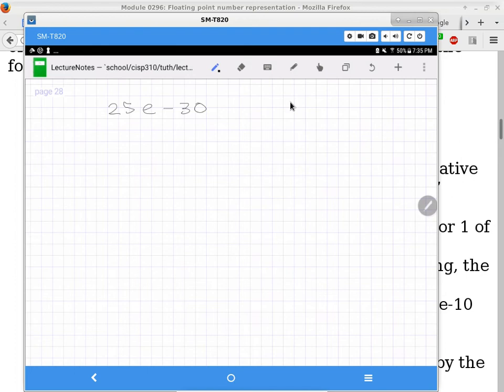Now, how do you change this to become a base 2 floating point number? How do you change this so that we end up with a double precision floating point number? That becomes the question.